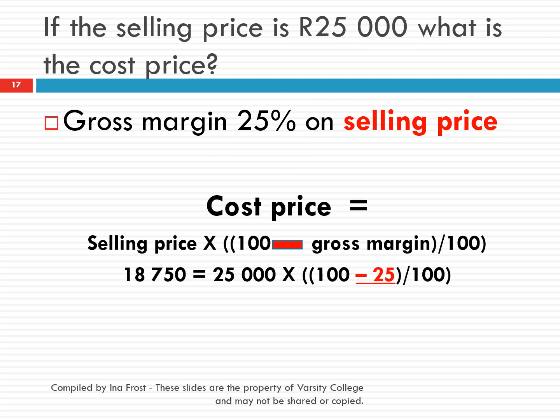Now we're going to use a different formula. The formula now looks like this. We're still going to use the selling price, the 25,000, there you can see it. But this time we take 100 minus the gross margin, and we divide that by 100. And now the cost price comes out as 18,750 rands.